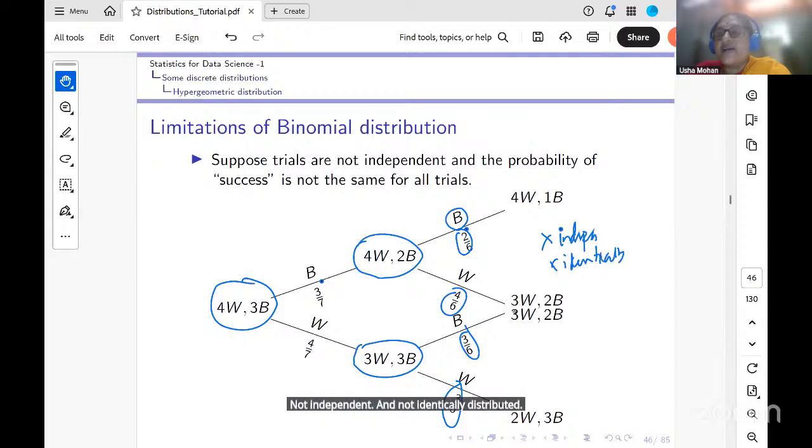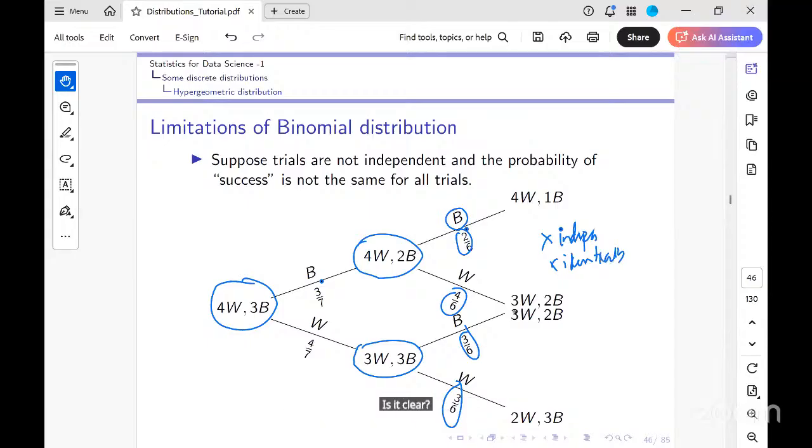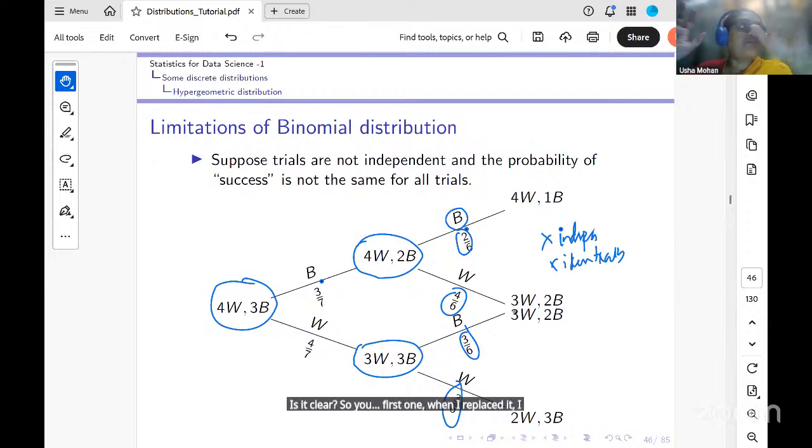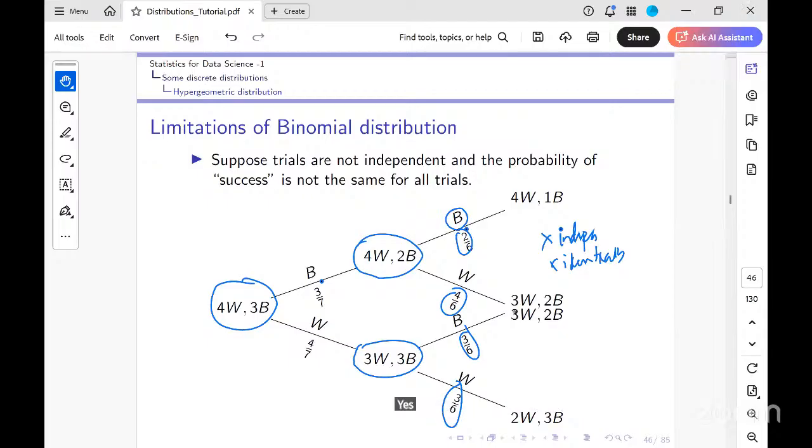Is it clear? So in the first one, when I replaced it, I had a case of identical and independent. Now, whether it's a black ball or not depends on whether it was a black or a white ball in the first trial. Would you all agree?